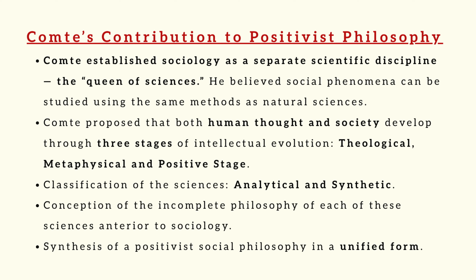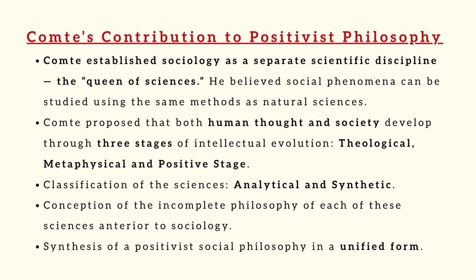Comte firmly believed that social phenomena, that is, all aspects of human society, can and should be studied scientifically using the same methods that are applied in the natural sciences. In his view, the scientific method could help us understand society objectively and bring about social order and progress.